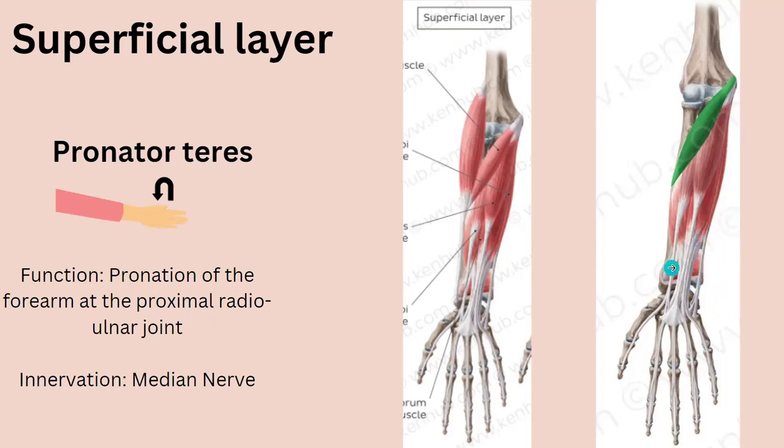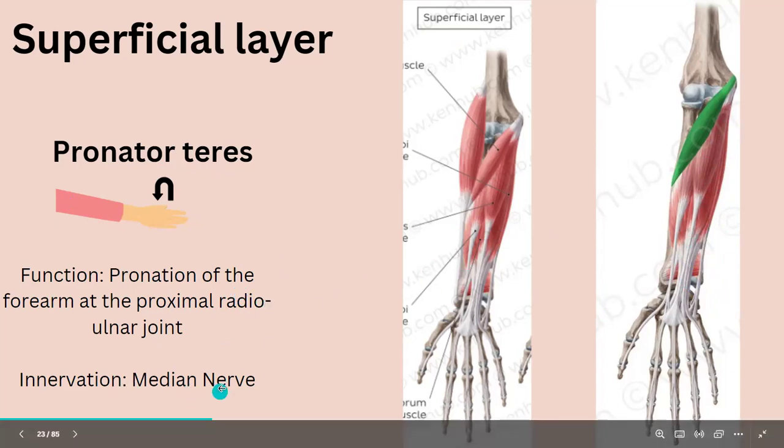actually that also pronates, that sits at the distal radial ulnar joint. So for now, the pronator teres functions primarily to pronate at the proximal radial ulnar joint. It's innervated by the median nerve.